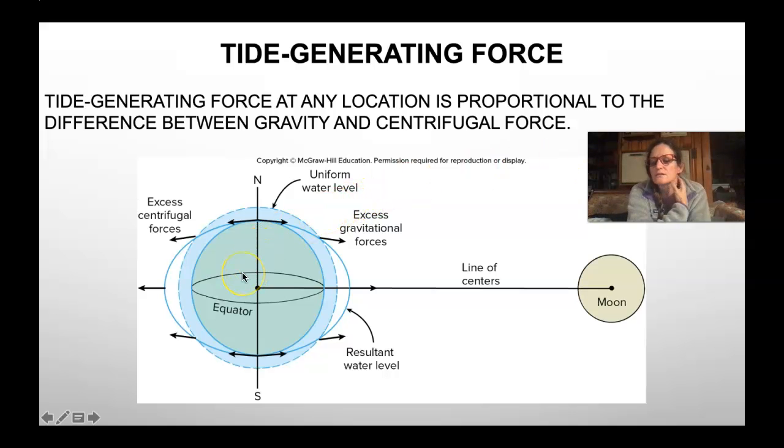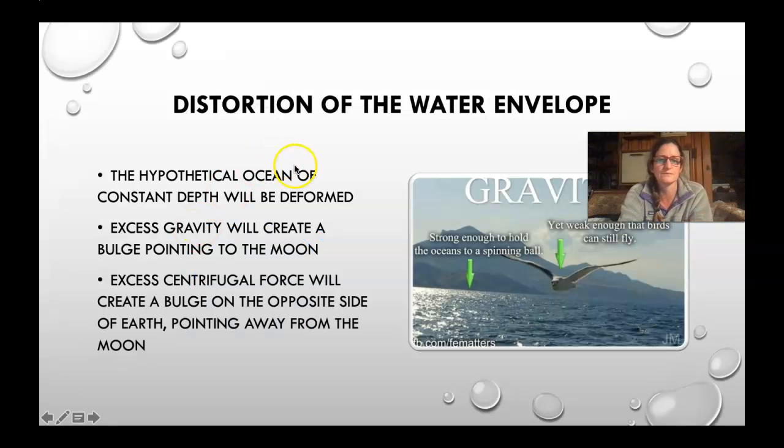So here is that bulge of water. This line represents the resulting water level as the Moon pulls that water. It's also going to have an opposite bulge of water on the other side from that leftover centrifugal force. So two bulges, one facing the Moon because of gravity, and one facing away from the Moon because of that centrifugal force. All right, two bulges.